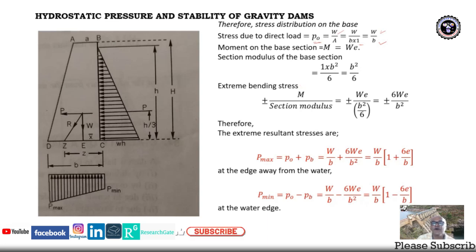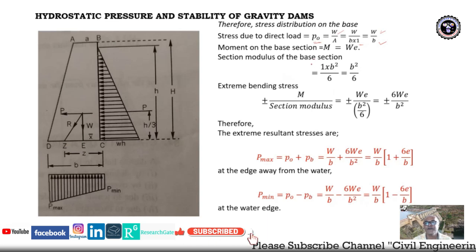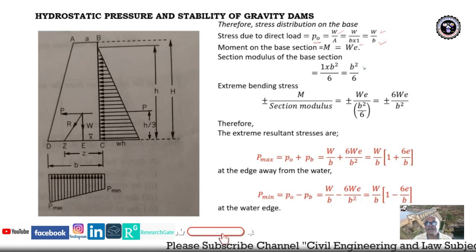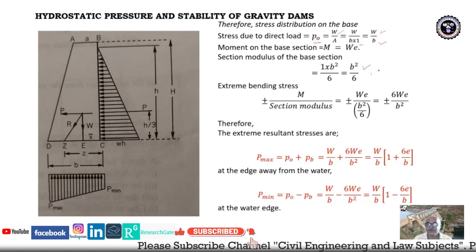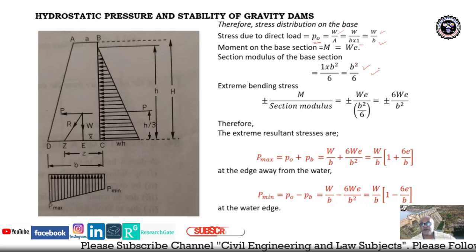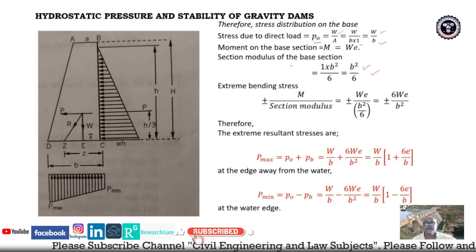The moment on the base, that is M, is equal to W into eccentric distance E. Then the section modulus will be 1 into B square upon 6, that is B square upon 6. Already we have studied this in strength of materials. So this is the section modulus.